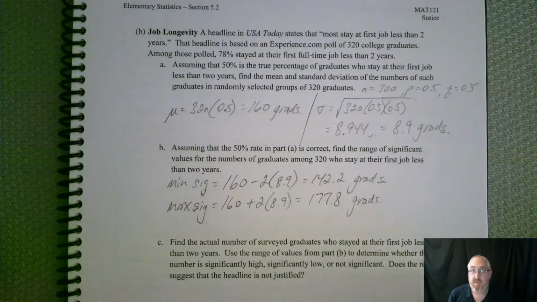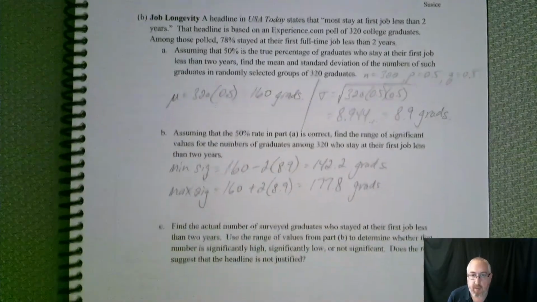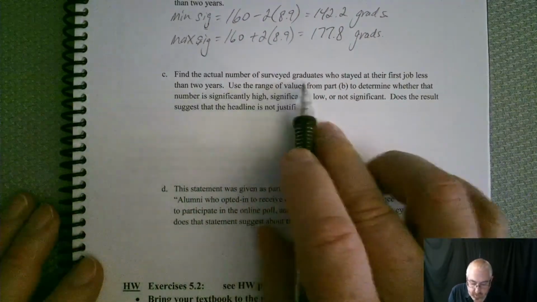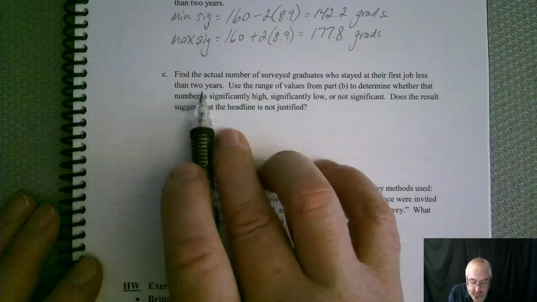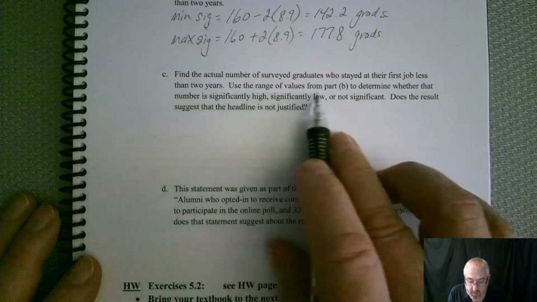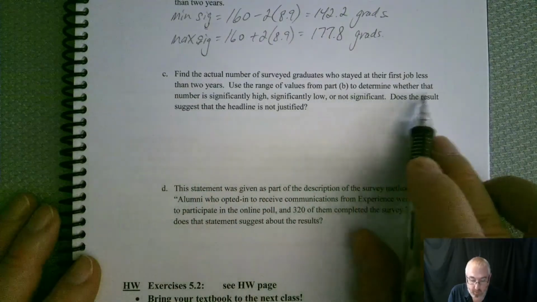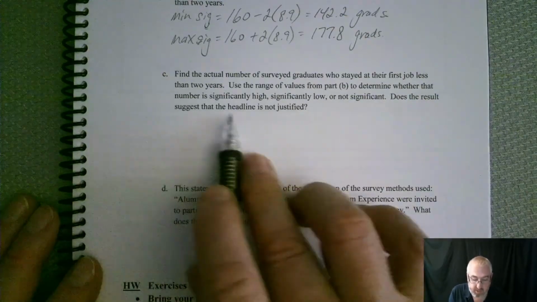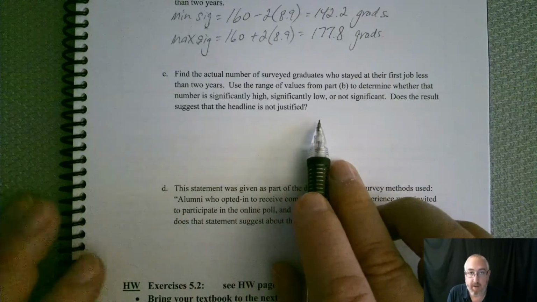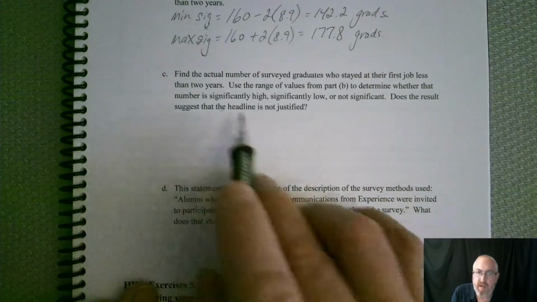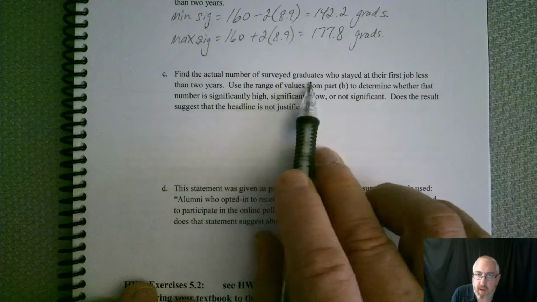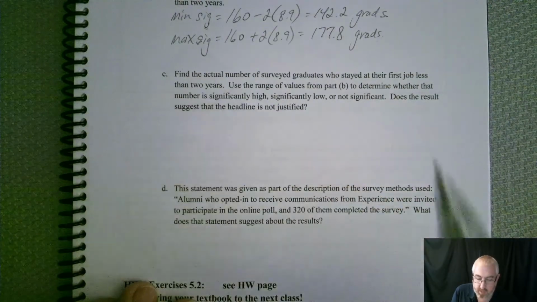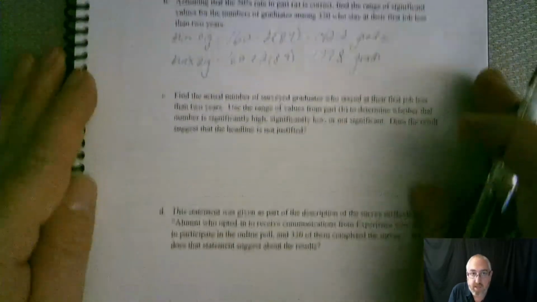All right, same stuff as before. Well, let's see how it changes up a little bit. Find the actual number of surveyed graduates who stayed at their first job less than 2 years, using the range of values from Part B to determine whether that number is significantly high, significantly low, or not significant. Does the result suggest that the headline is not justified? Okay, so we need to find the actual number of surveyed graduates who stayed at their first job less than 2 years. So keep in mind what they said at the beginning.